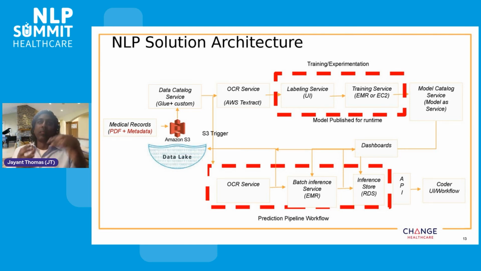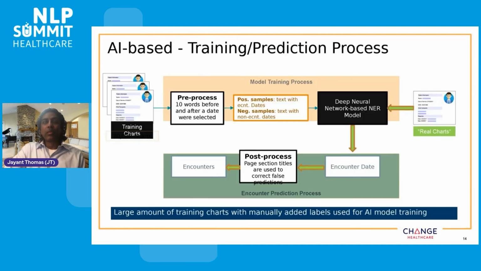Since it's published as batch processing, we use the batch inference service to execute the model at scale. We have an SLA of around 6 hours to complete the entire batch of charts. Eventually the inference gets stored in an RDBMS, and it could be exposed through an API, or the output could also be sent as feedback to the end user. So that's the high-level architecture.